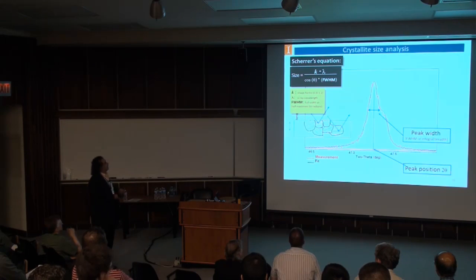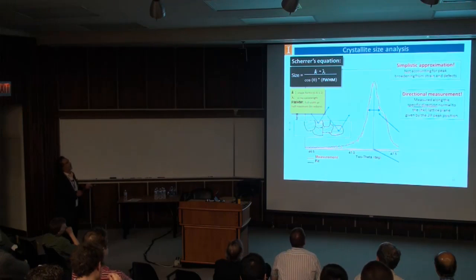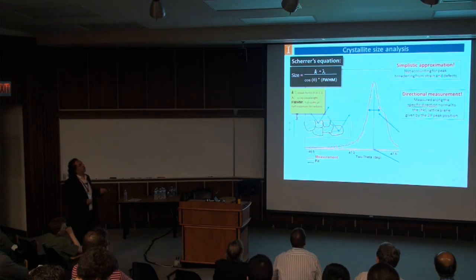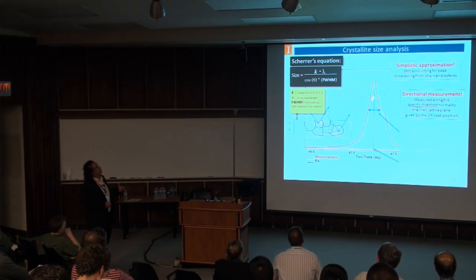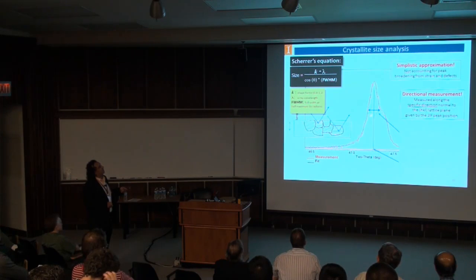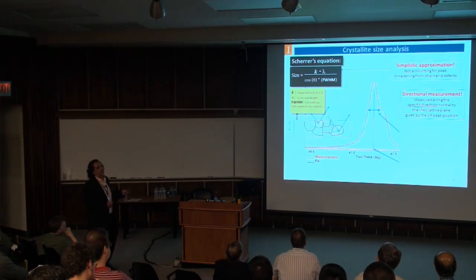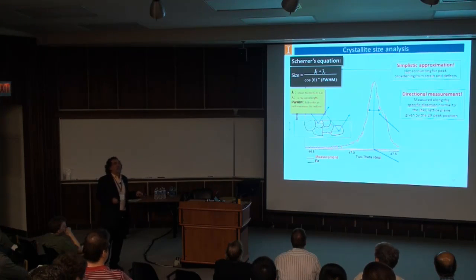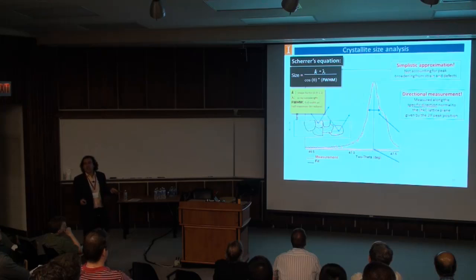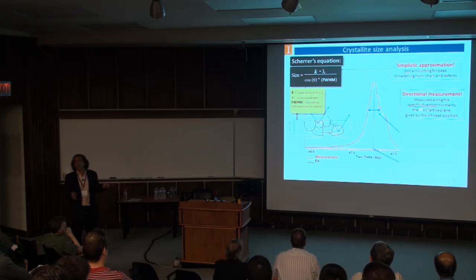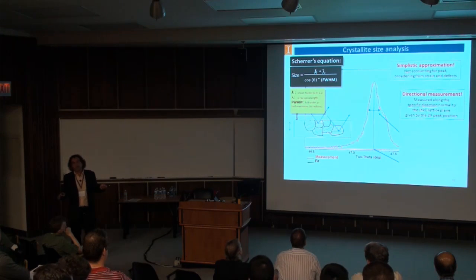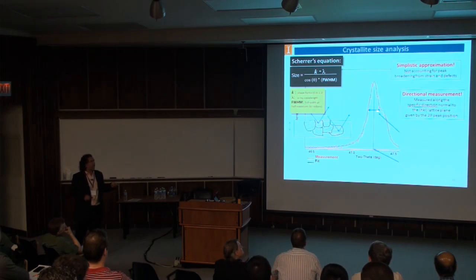So basically, let me give you examples here. Before I move to the example, something very important to remember. First, it's a very simplistic approach. You are assuming that everything in the width of the peak is size effect. There's much more. There are defects. There is the instrumental function. There are a lot of things there you don't even want to hear about. But anyway, as long as you know that it's an approximation, it's fine.